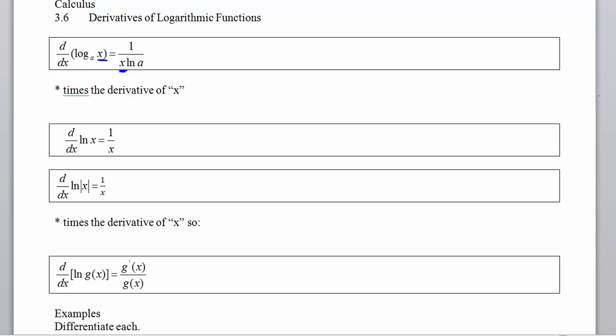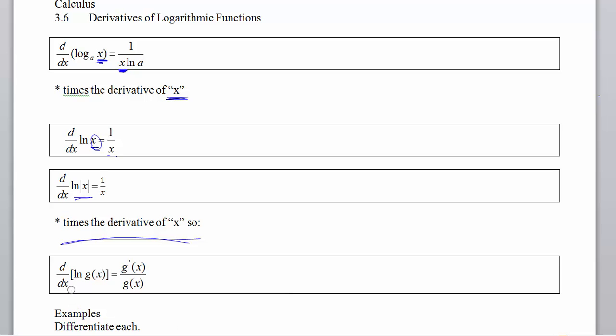And then again, if x is not just x, then I would have to multiply it by the derivative of whatever is in that spot. Okay, and the derivative of natural log of x is just 1 over x. But again, whatever is here, I'm going to put here. And then if this was not just x, I'd have to multiply by the derivative of whatever was there. Okay, and same thing, natural log of absolute value is the same. 1 over x times, so down here I have times the derivative of x in each case.